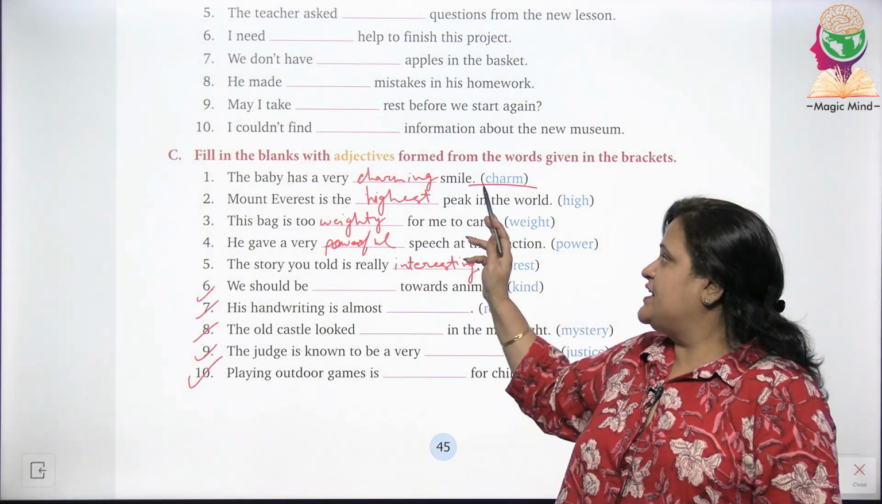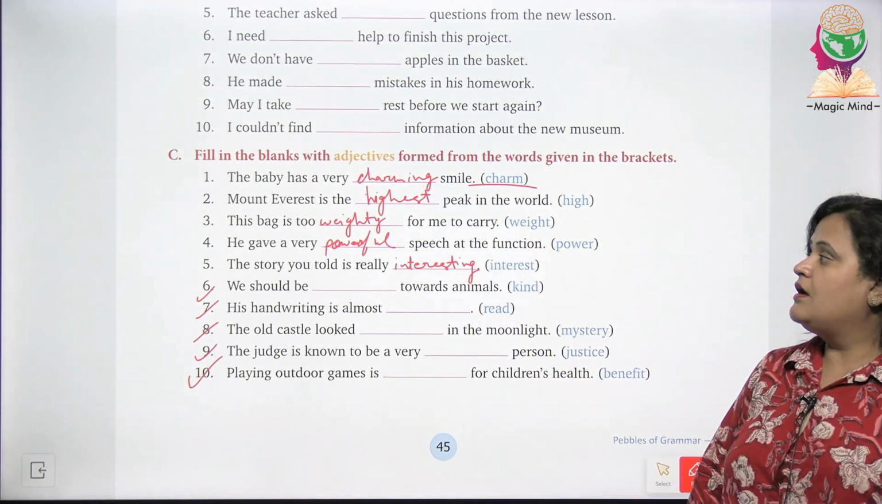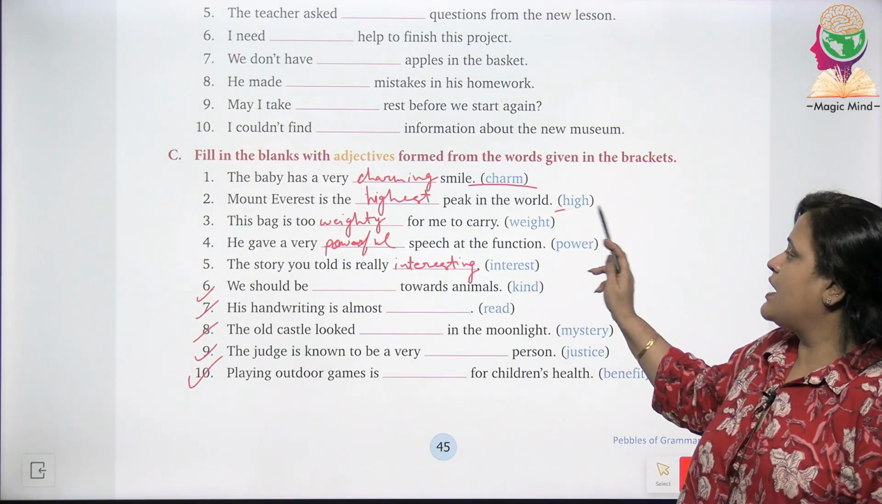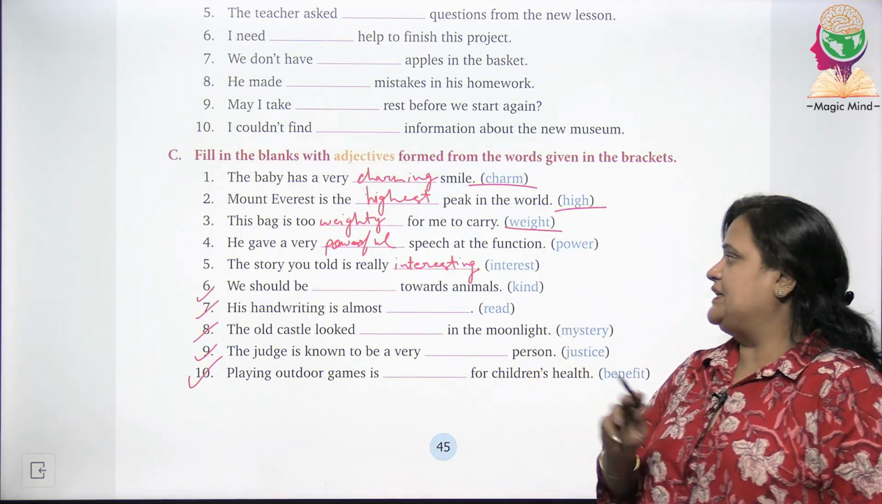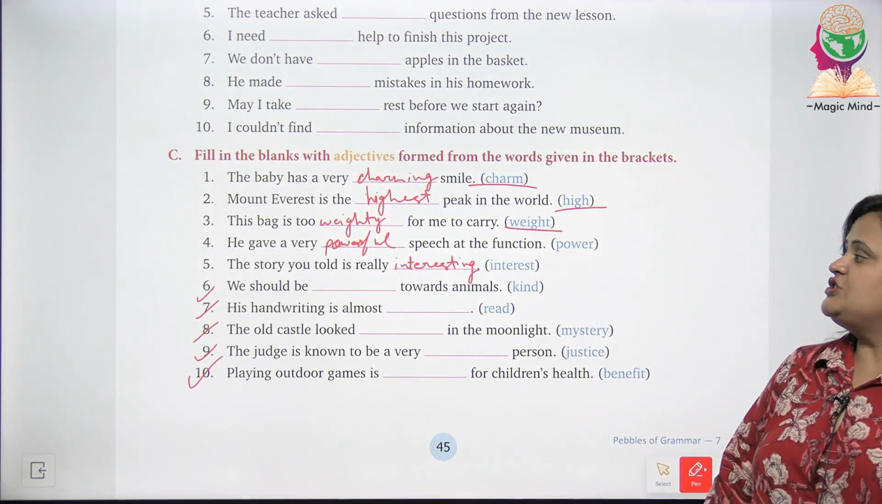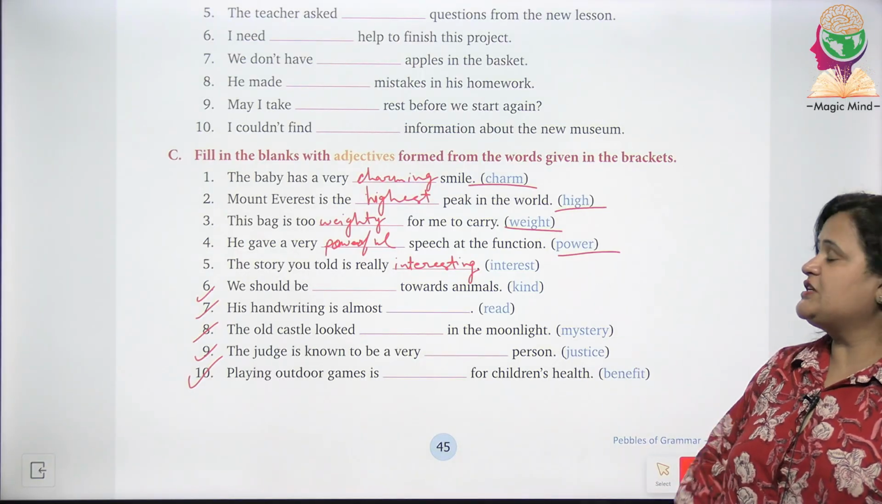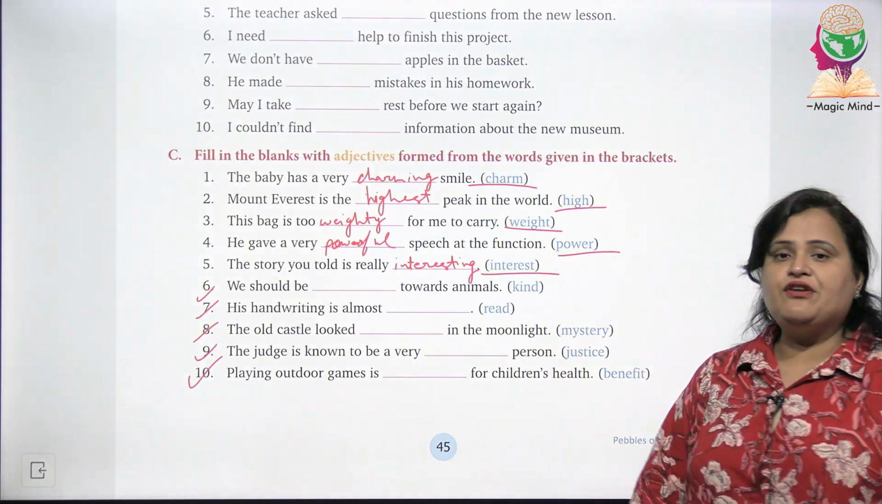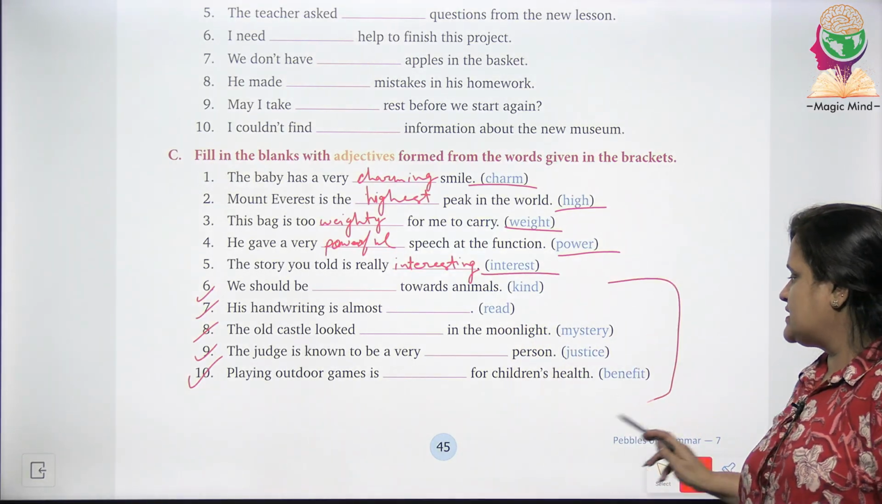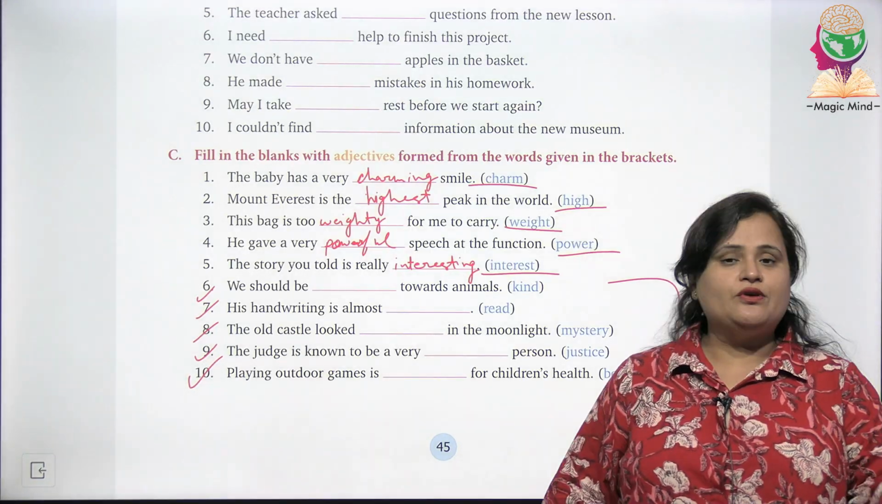The baby has a very charming smile. Mount Everest is the highest peak in the world. This bag is too weighty for me to carry. She gave a very powerful speech at the function. The story you told is really interesting. Rest of the sentences, children, you will do yourself.